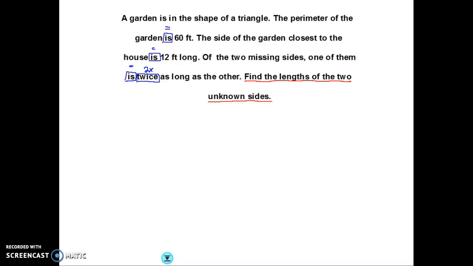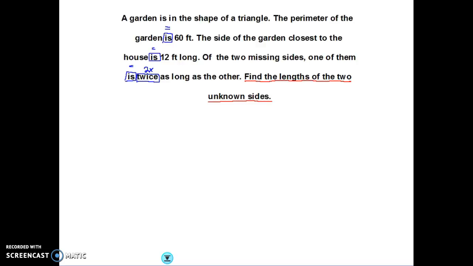Now that I've identified my math terms and boxed them, and I've also replaced them with the appropriate mathematical symbols or representations, I'm going to go back and eliminate any unnecessary or unimportant information that's not going to help me by crossing it out.